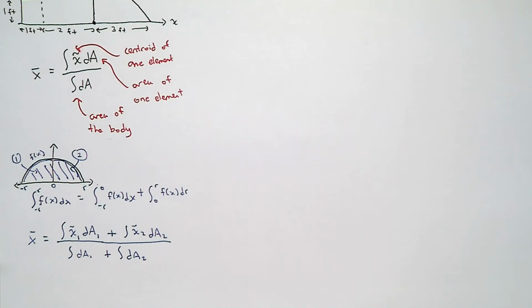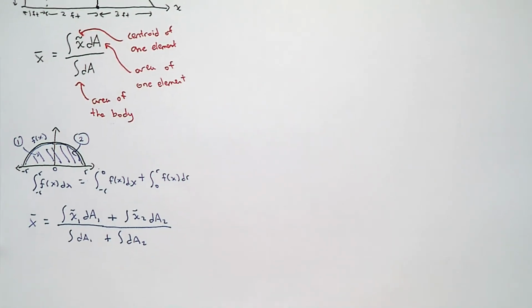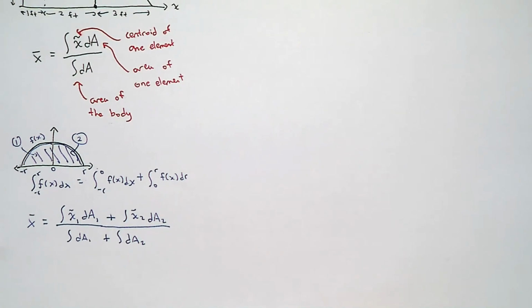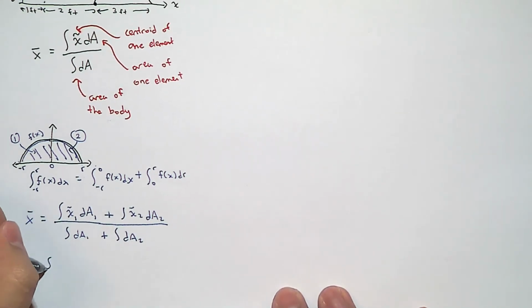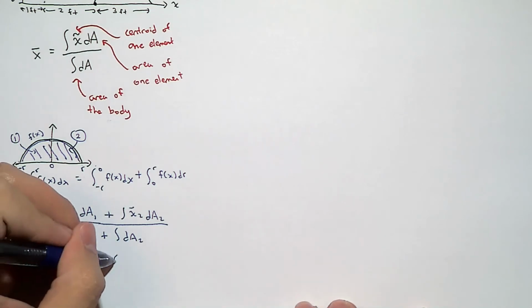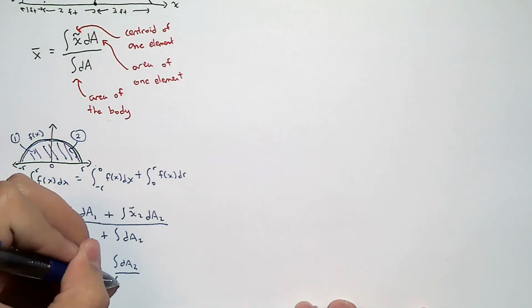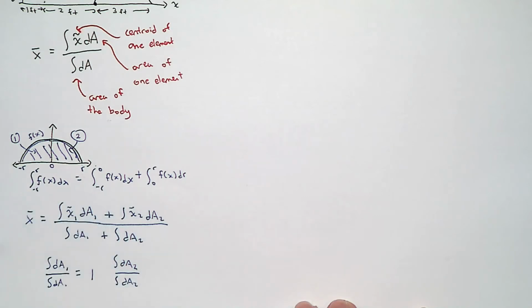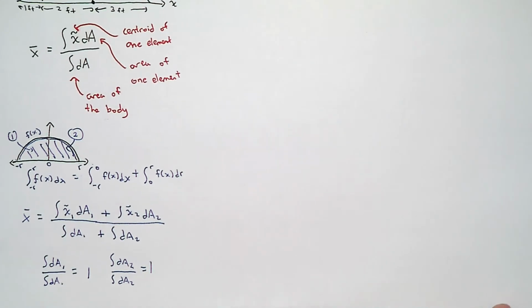Ideally, I could say, just mathematically, that the integral of dA1 over the integral of dA1 equals what? 1. And the integral of dA2 over the integral of dA2 equals what? Okay. So what does this tell me? I can multiply any term in this equation by 1 and it doesn't change the final answer, right?